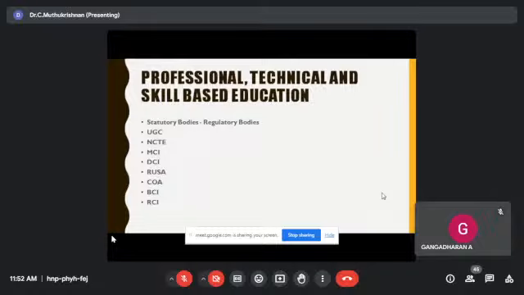And professional, technical, and skill-based education is also something we have to think about and study right now. What are the statutory bodies and regulatory bodies? You know what is meant by UGC, NCTE, MCI, DCI, RUSA, COA, BCI, RCI, AICTE, NCERT, CCIM, INC, PCI, DEC, CCH, ICAR. So these are all the statutory bodies, the regulatory bodies. We have to think about professional and technical skill-based education also.